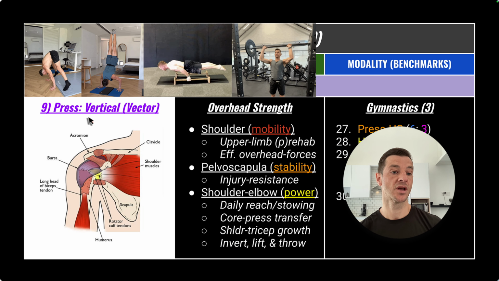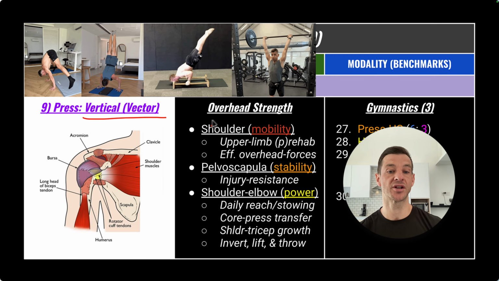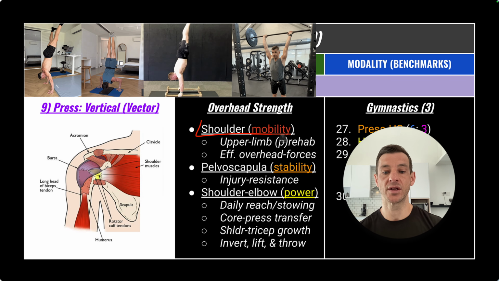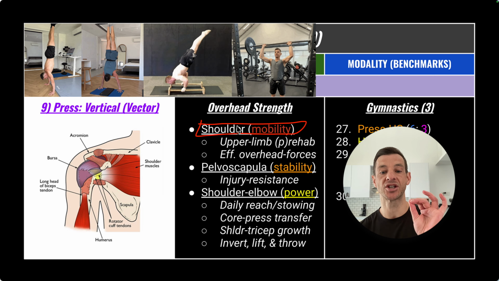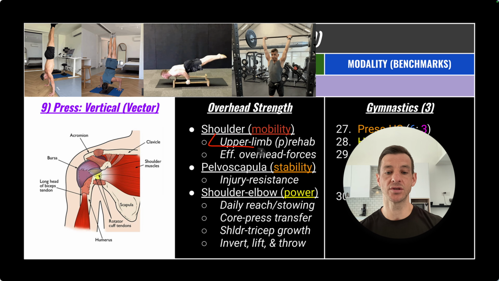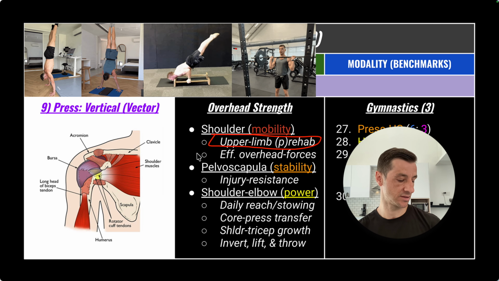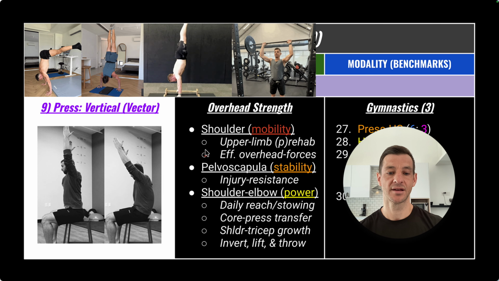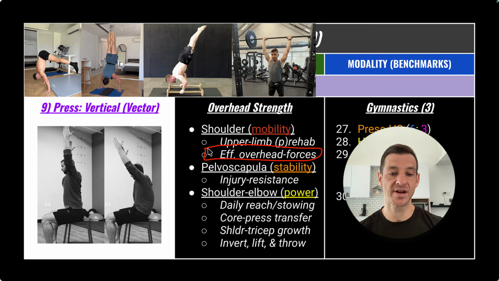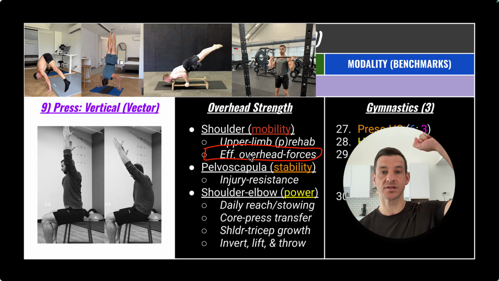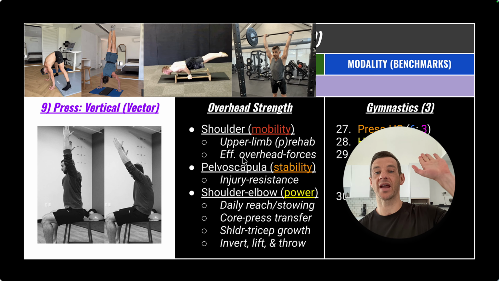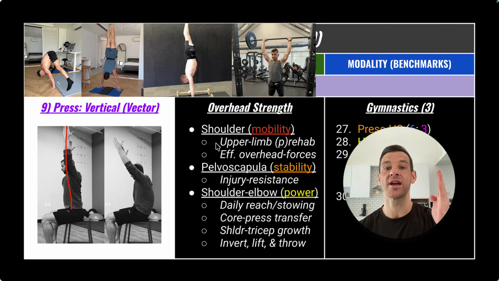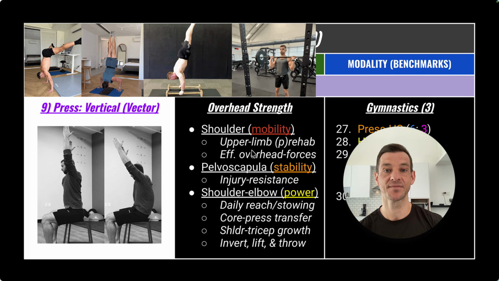Apart from the obvious, why should we train vertical vector overhead strength? Well, number 1, if you want to restore shoulder flexion mobility as a way to reduce and prevent shoulder injuries, as well as experience more efficient overhead forces. Remember, the greater our overhead range, the greater our leverage, the greater our force producing capacity.